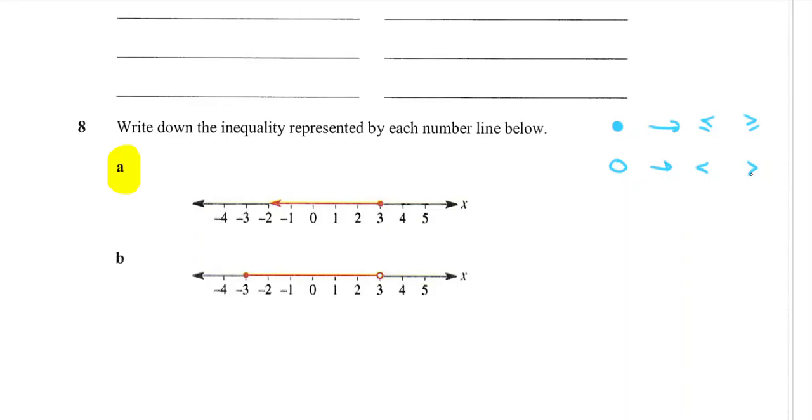Okay? So in question A, I have a closed in dot at the 3, and it's pointing to the numbers that are smaller than that, right? So it's going to be x is less than or equal to 3, because it was coloured in, and 3 was the number that it started at. So any number less than or equal to 3 is what that number line is representing.